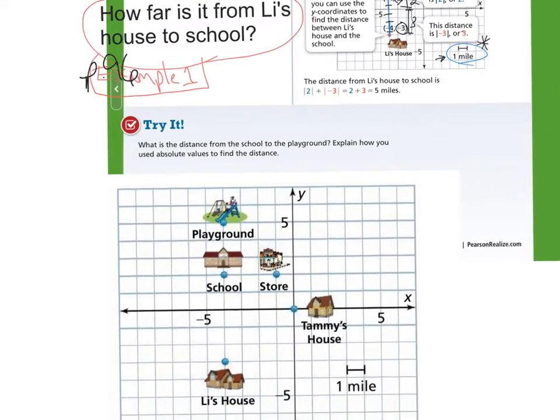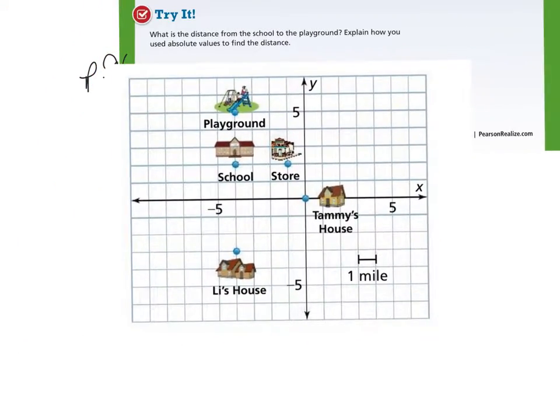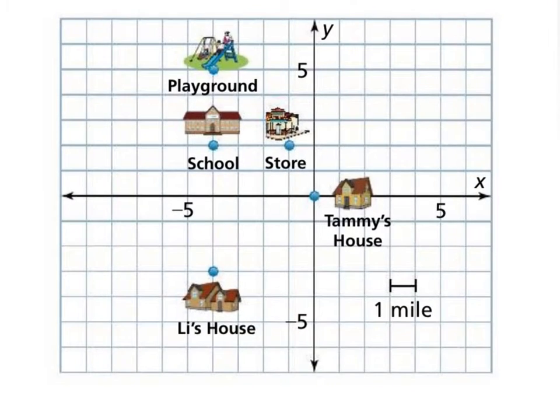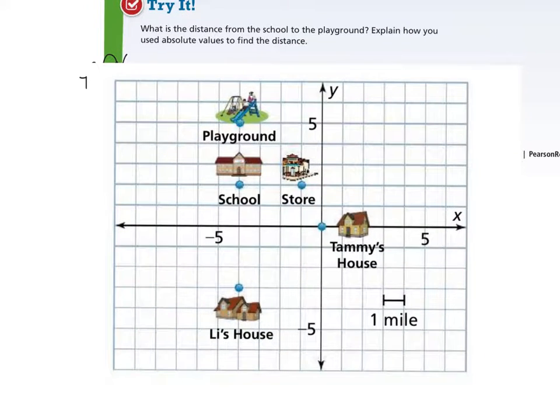On the try it, they want the distance from the school to the playground. So school to the playground, similar idea. In this case, we've got these pictures that are kind of blocking us a little bit from seeing things. So if you want to go over to the side here, and again, it's 3 blocks away, so that represents 3 miles.